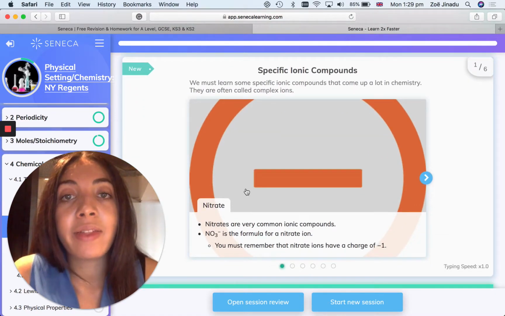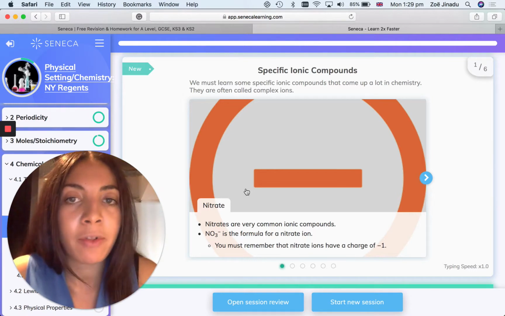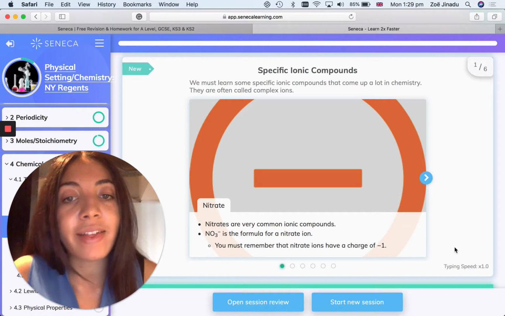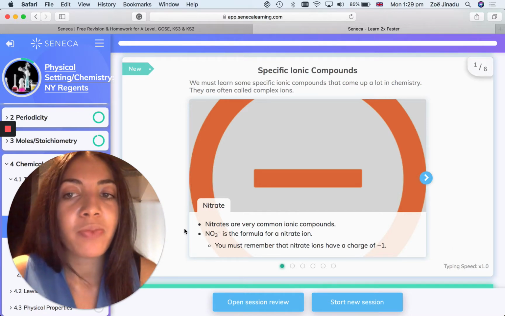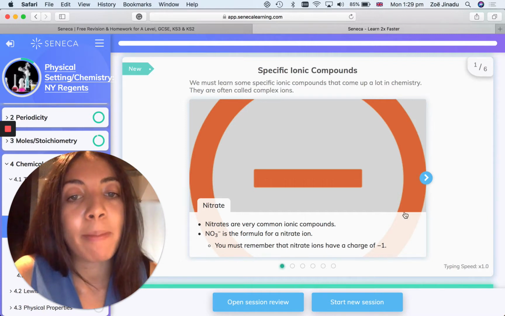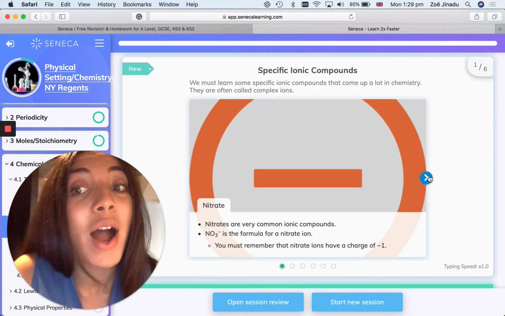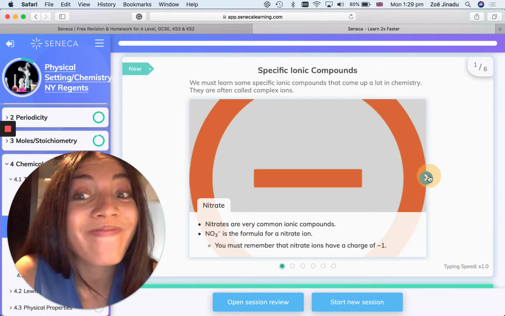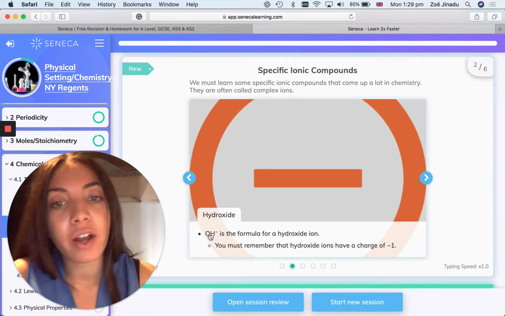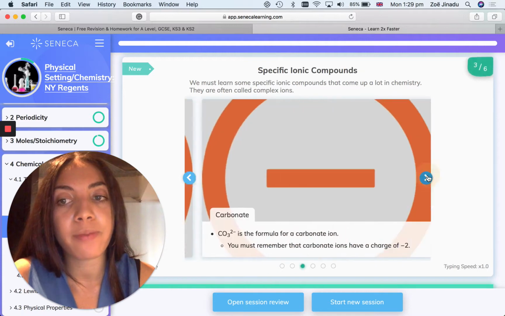We must learn some specific ionic compounds that come up a lot in chemistry. They're often called complex ions. So nitrate is a very common one. NO3- is the formula for a nitrate ion. You must remember the nitrate ion has a charge of -1. You just have to remember it. OH- is the formula for a hydroxide ion. You must remember that hydroxide ions have a charge of -1.